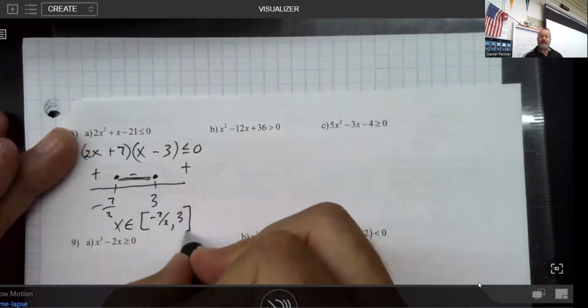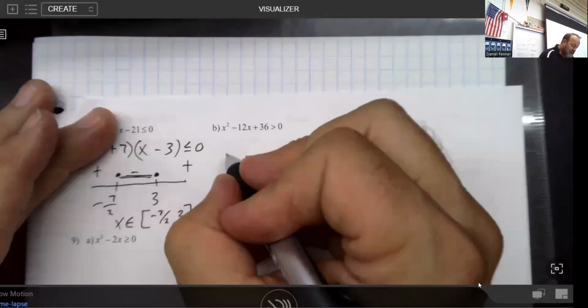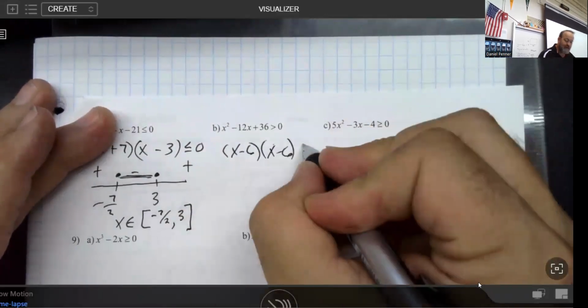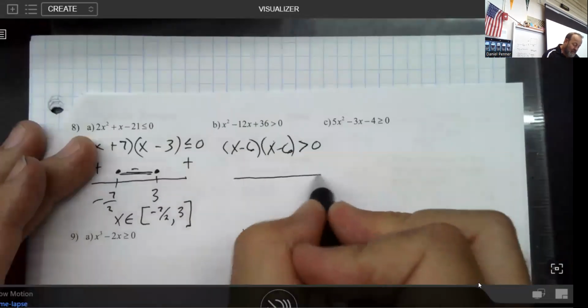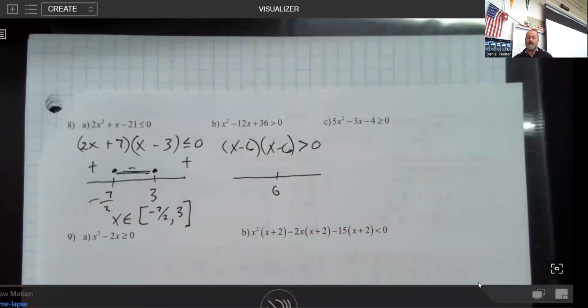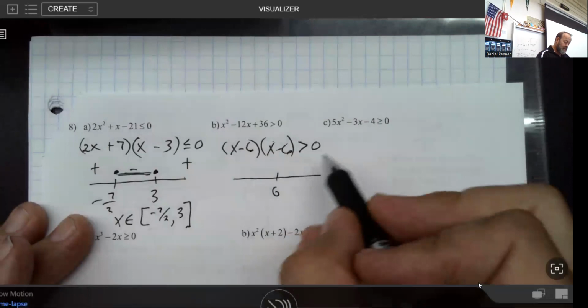And again, that's being a little more formal. And sometimes we can be a little bit less formal. Now, in the next question, I was kind of messing with you a little bit. Because when you go to factor that, you get x minus 6 times x minus 6 is greater than 0. Now, this is still a quadratic, but it turns out there's only one root at 6. In fact, both of those have the same root. And that's where 0 would happen. But this says I want greater than 0.